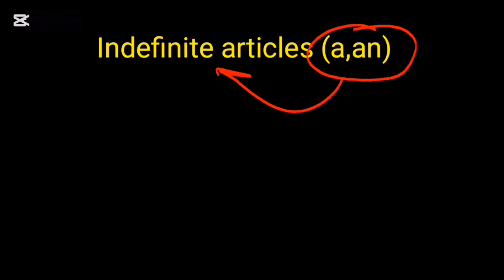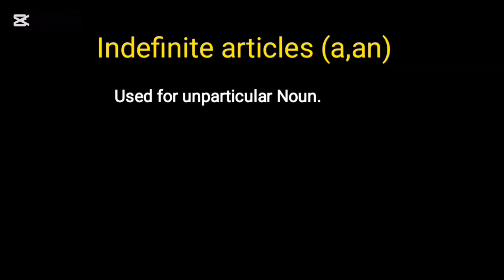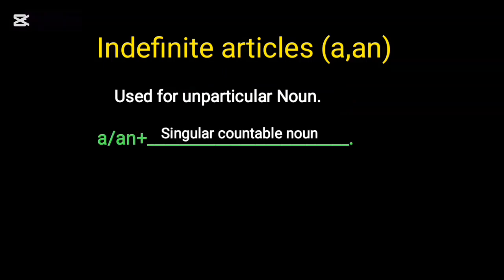A and an. These two are called indefinite articles in English grammar. We know that indefinite means unspecific. Whenever something is unspecific, we use them. As I told you at first, the articles help us to define a noun as specific or unspecific. Indefinite articles are used for unparticular nouns. As their name suggests, indefinite means unspecific, unparticular. So we use them before indefinite or unparticular nouns.